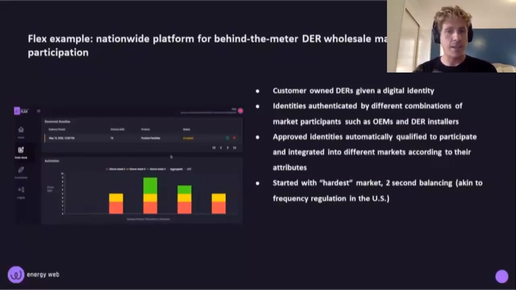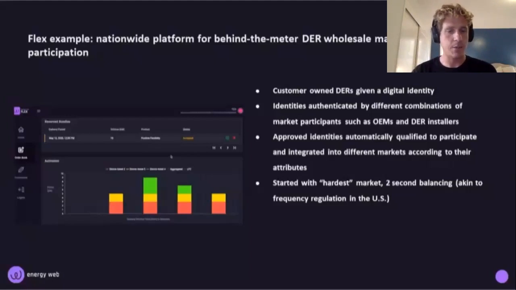And then once authenticated, those identities are automatically digitized and integrated with the transmission system operator's operations. And in this case, this is what the wireframe kind of chart is being shown here. We digitized these assets, enabled for them to participate in the, quote, hardest market for DERs to participate in, which was a two-second balancing market. So it's like frequency regulation in the United States.